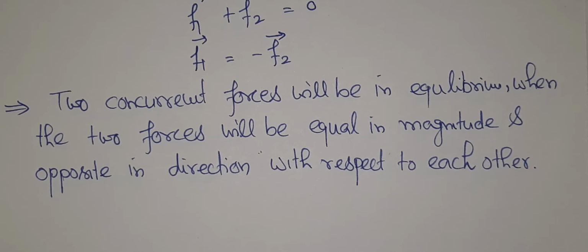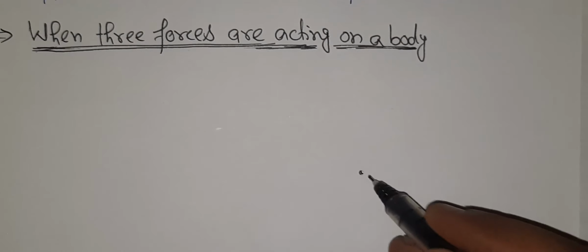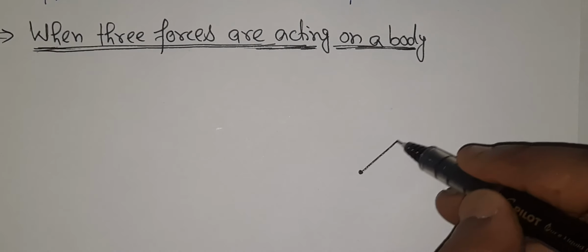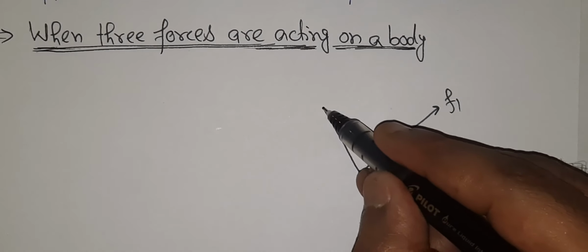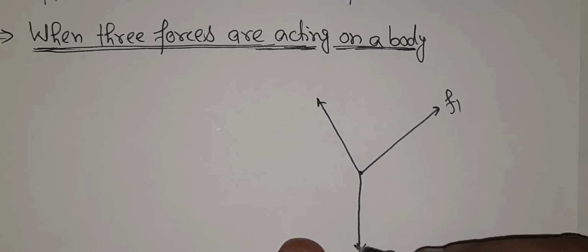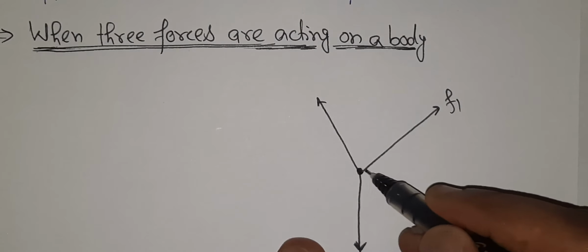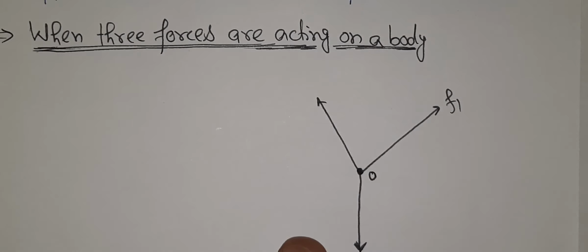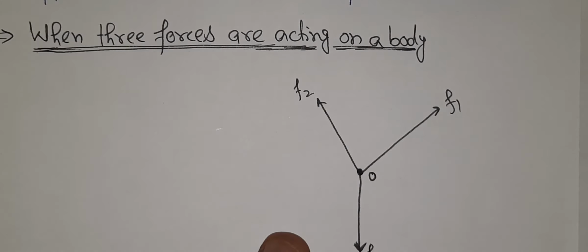Now, let's take the case or situation of three forces. When three forces are acting on a body, something like this. This is one force, F1. This is another. And this is another. Okay. These three concurrent forces are acting on this particular body situated at O. Okay. This is F2. This is F3.